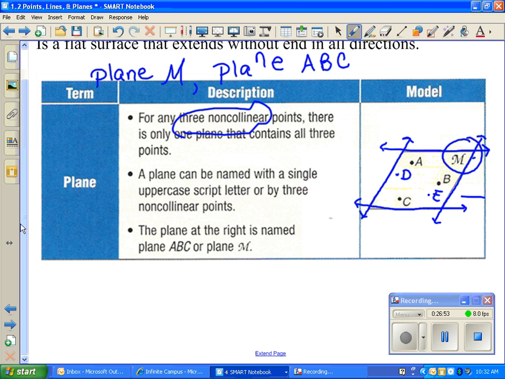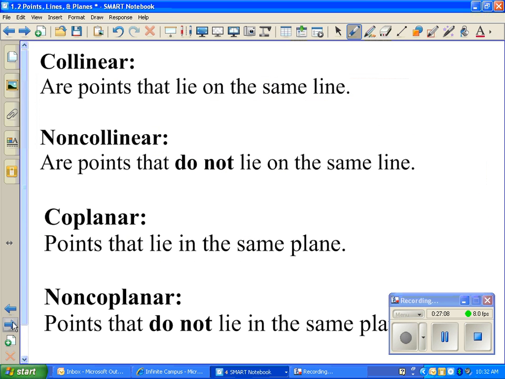Any questions? What word do you have to use with plane when you name them? The word plane. Got it? You have to have the word plane in there. If you have more than one, put planes, and then I'll take it. Okay? Make sure you separate them out by commas if you have more than one.